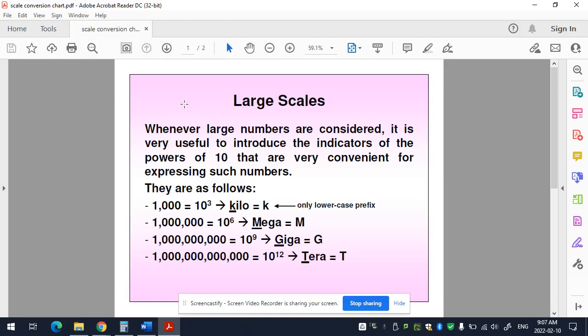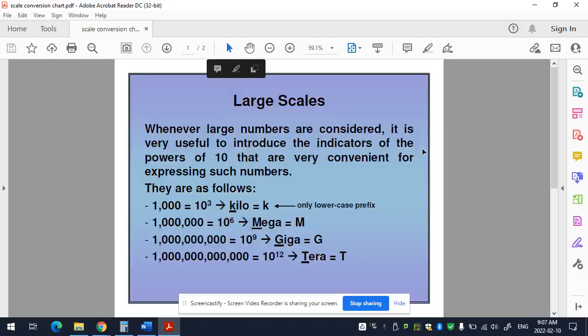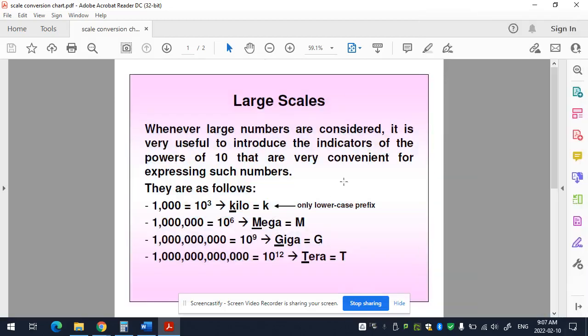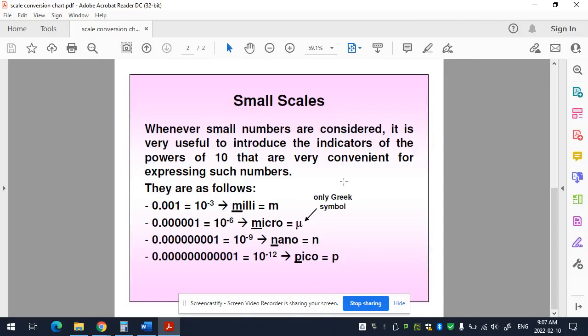What about the small scale? You might, for example, talk about atomic radius, or the size of an amoeba cell, or something like that. What is the biggest small scale? It's milli, which is literally this.